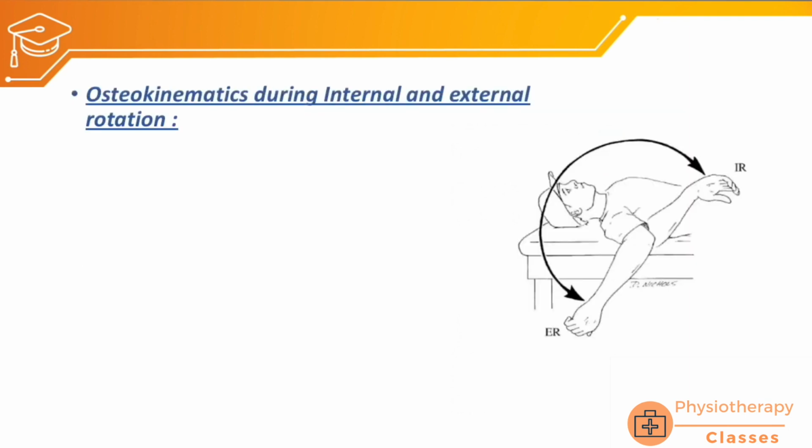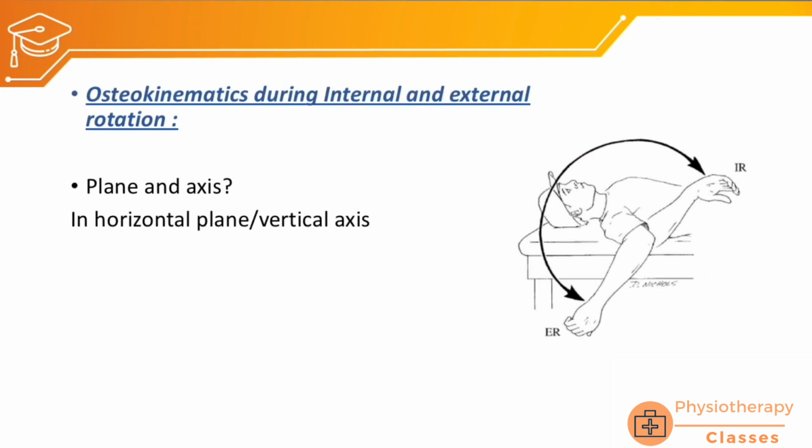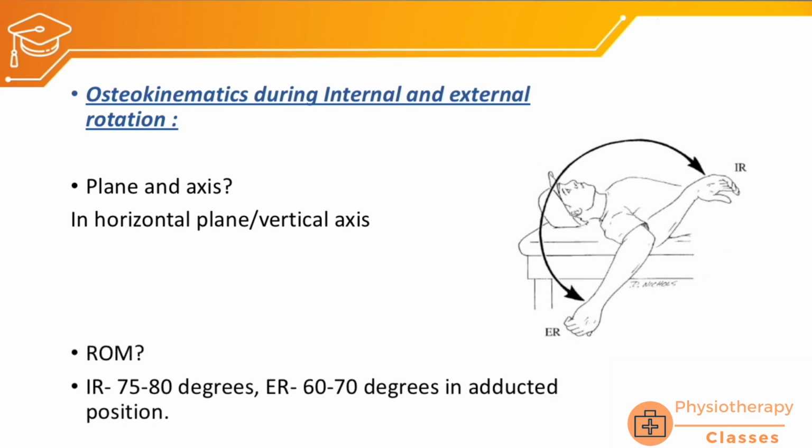The internal and external rotation of the glenohumeral joint occurs in the horizontal plane and vertical axis in anatomical position. The range of motion for internal rotation is 75 to 80 degrees and for external rotation is 60 to 70 degrees in abducted position. So in osteokinematics, you need to mention only three points: the movement occurring at the joint, the plane and axis of that movement, and the range of motion.